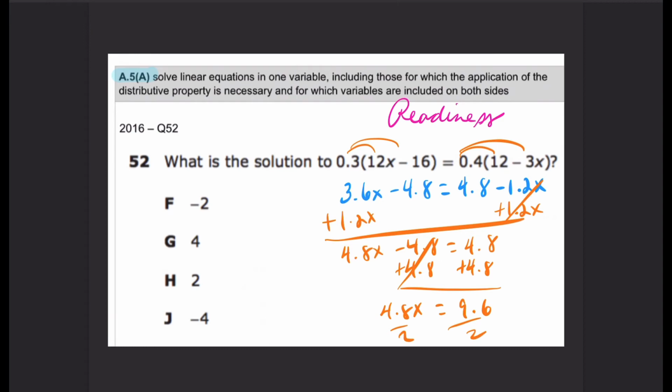If I divide both sides by 2, that is incorrect. I'm solving for x, so I have to get rid of that 4.8. It is being multiplied, so opposite operation is division. X is equal to 2.